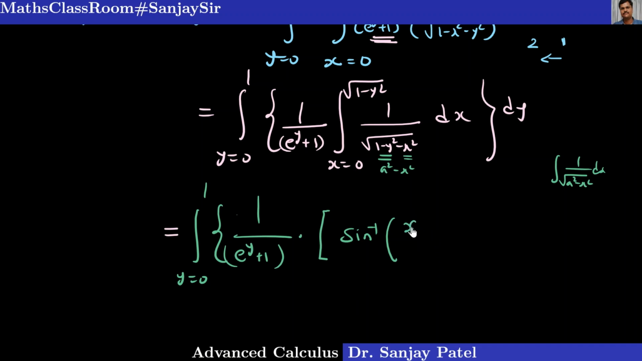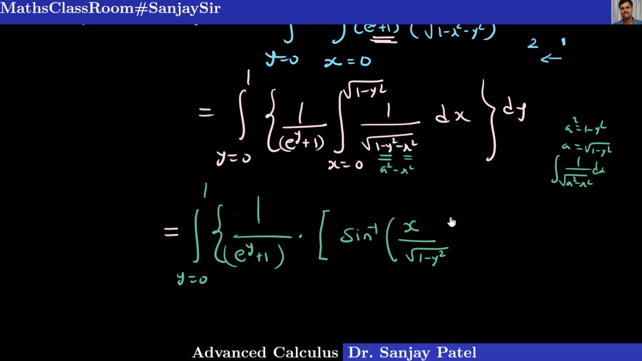Say x upon a. What is a? a is the square root of 1 minus y square. Just compare with this formula: x is x and your a square is 1 minus y square. a square is equal to 1 minus y square, so a is equal to square root of 1 minus y square.